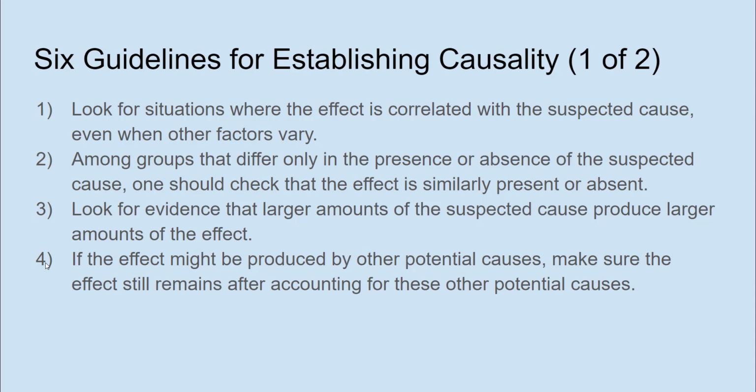For number 4, if the effect might be produced by other potential causes, make sure that the effect still remains after accounting for those potential causes. I talked about this a bit before. You should consider in any research additional or outside causes, so confounding variables or mediators. After taking those into account, if the relationship still exists, then that does leave room for causality.